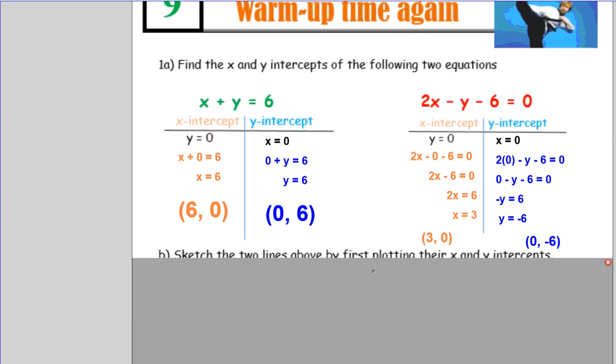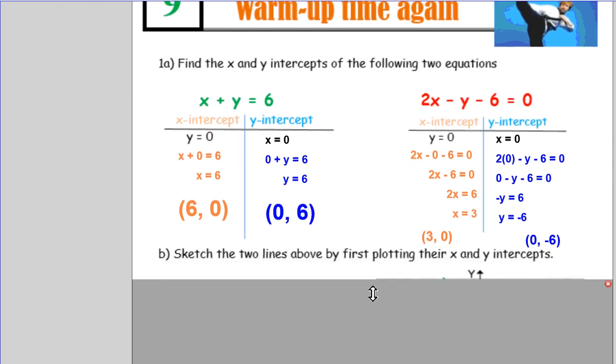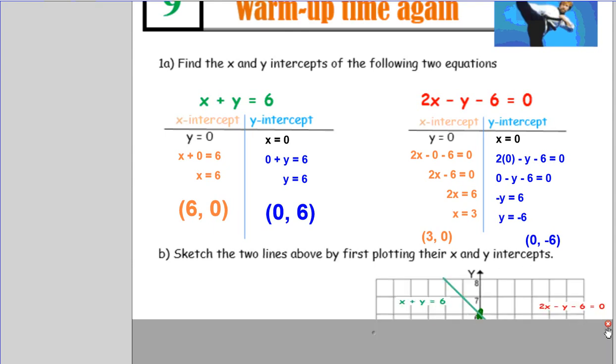Then you're asked to sketch these two lines by first plotting their x and y intercepts. So notice that I kind of did that. So let's scroll down so you can see the graph.